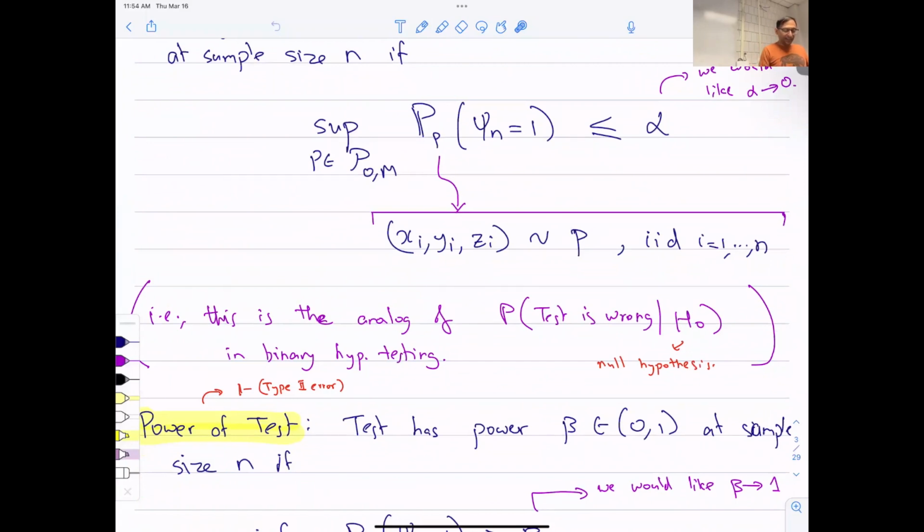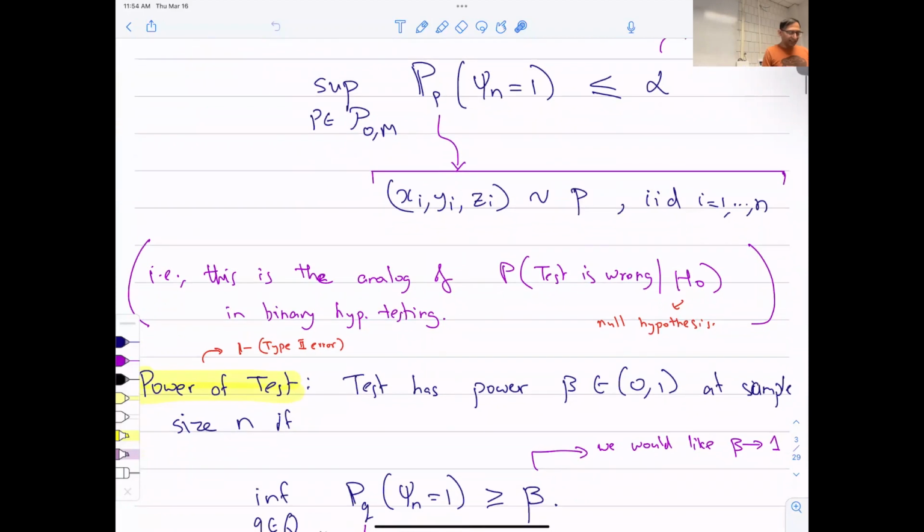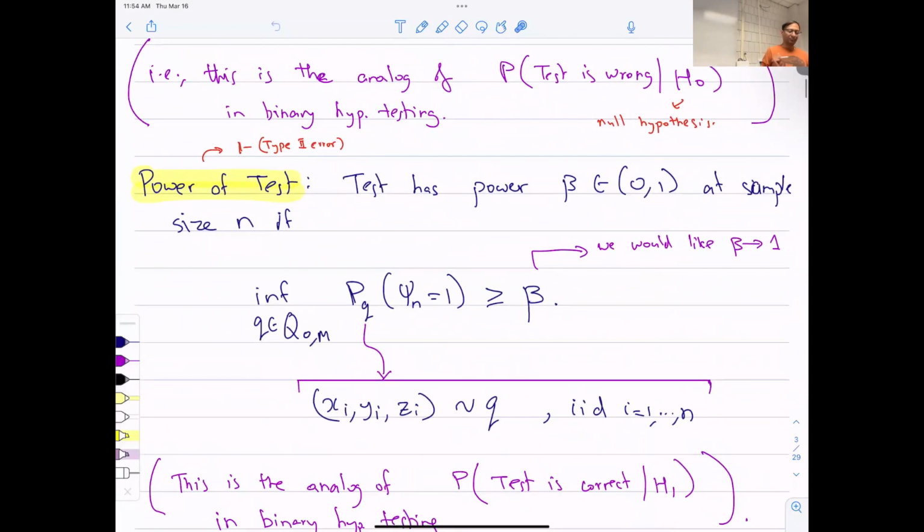This is basically the analog of "test is wrong given H0" in binary hypothesis testing. Okay. The other one is the power of the test. What's the power of the test? Pick a Q where X and Y are not conditionally independent, and the test is correct. It says that it's not conditionally independent.